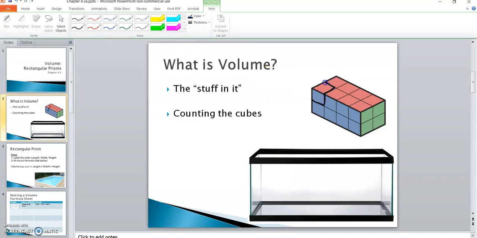So there is 1 cube, and 2 cubes, 3, 4, and then there's some more on the bottom, and so forth. Okay? Or you could be thinking of it like an aquarium, where we're actually filling up the aquarium with a number of little cubes. And so forth.